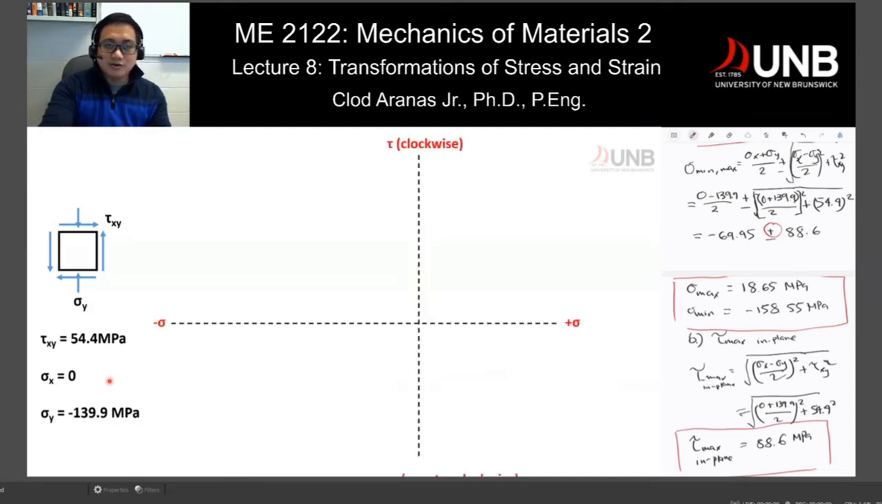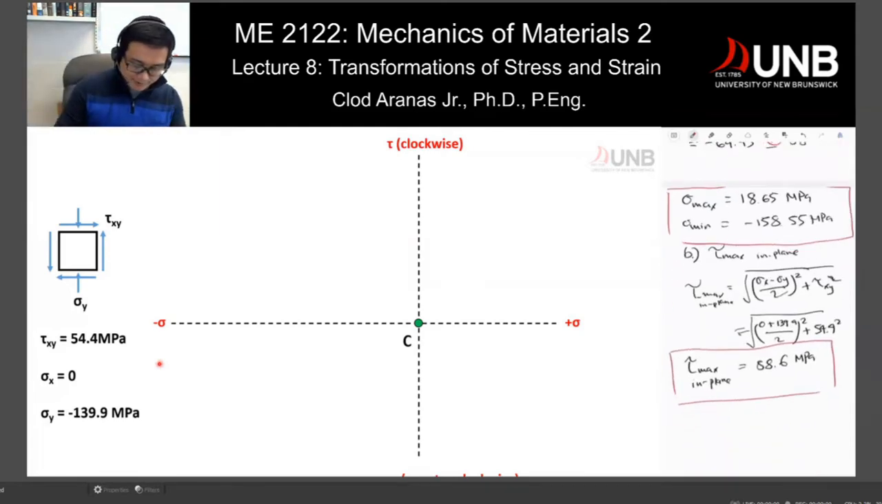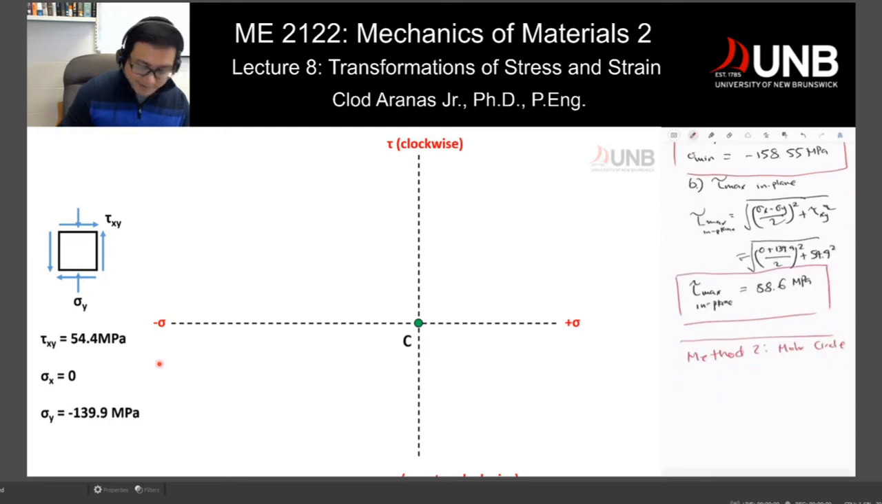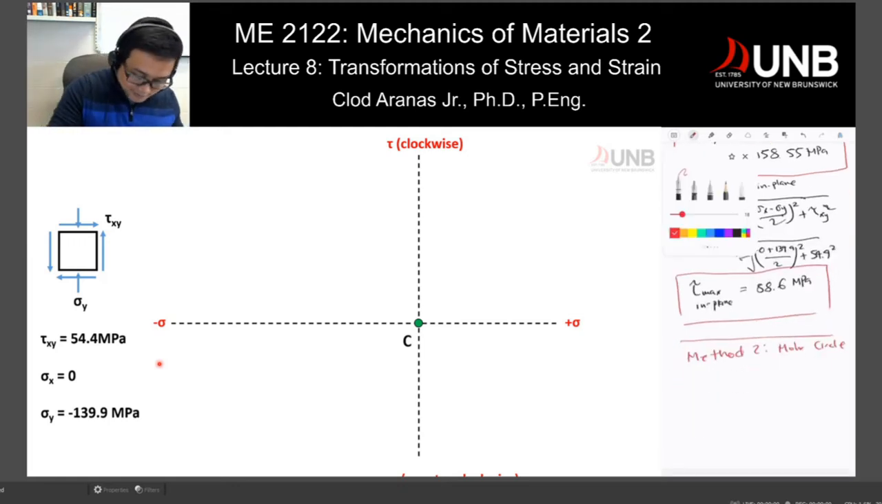First, you have to locate the center of your circle. This is the intersection of your axes, not the center of your circle. So how can I get the center of the circle? Let's do it quick. This is method number 2, which is Mohr circle. And sorry for my handwriting.